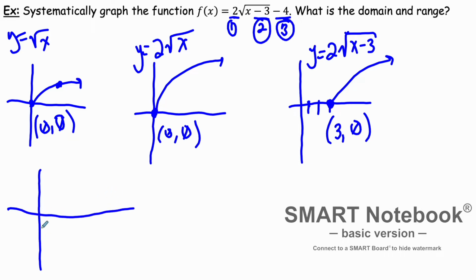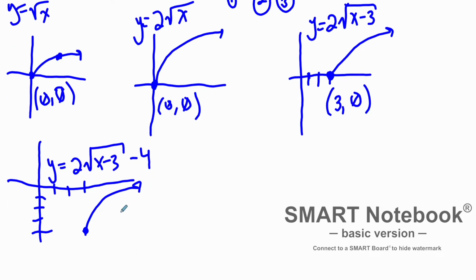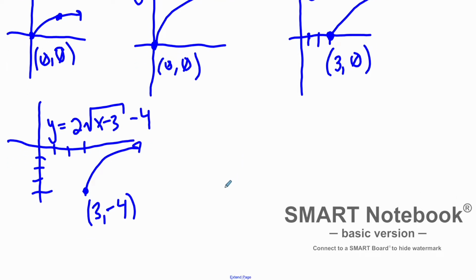So the -4 is going to take this whole graph and do exactly what it looks like, and it's going to drop the whole thing down 1, 2, 3, 4 units. So I'm still over 3. I'm just down 4 now. So this is the new look of my graph. Let's write our equation. Y equals 2, square root x minus 3, and a -4 on the outside. So my new point now is still over 3, but now it is down 4. So 3, -4 is the new point.